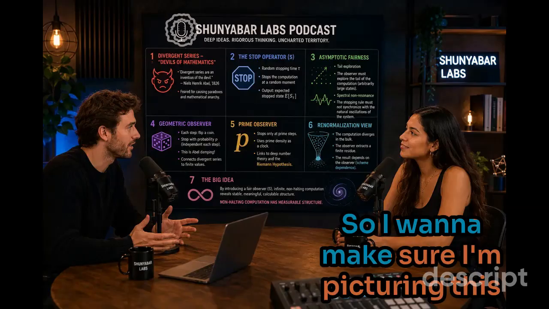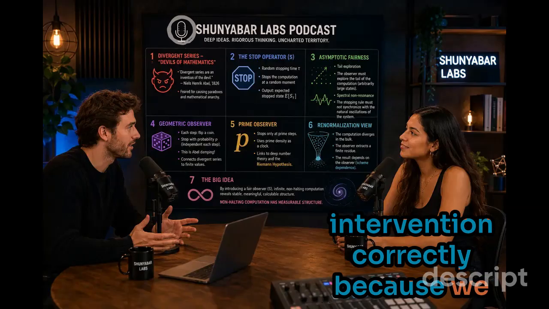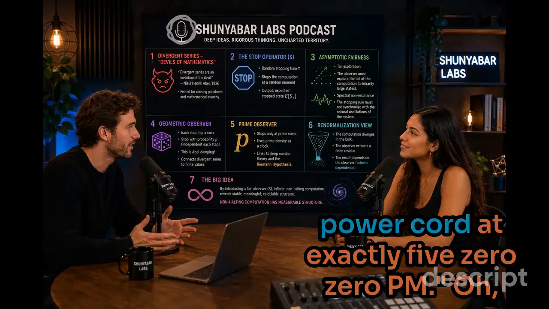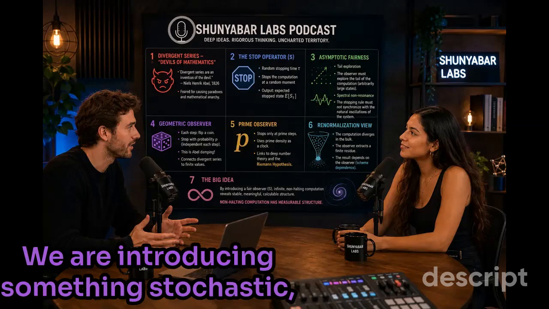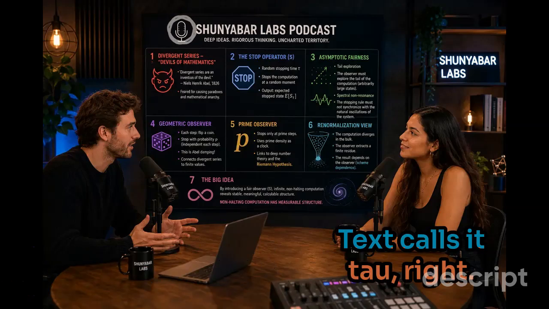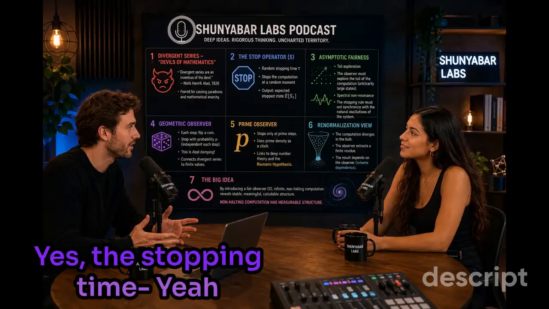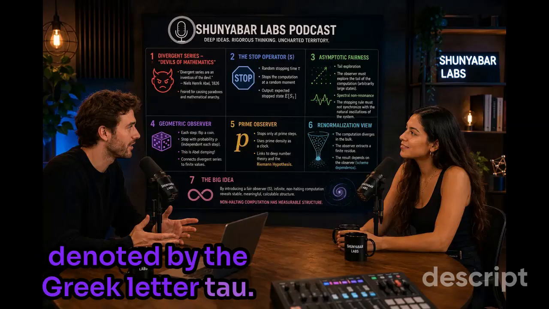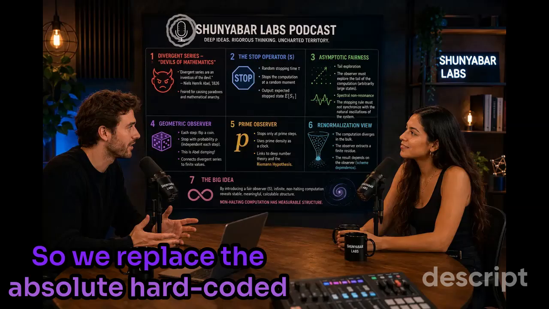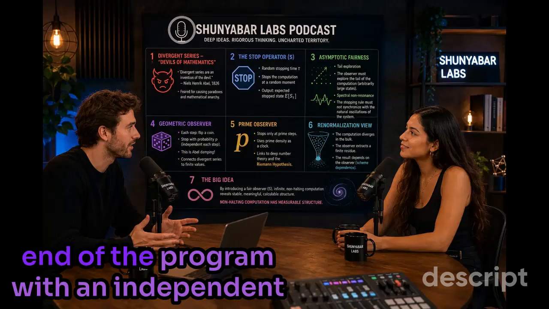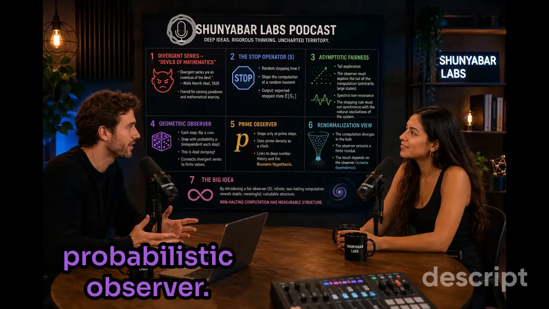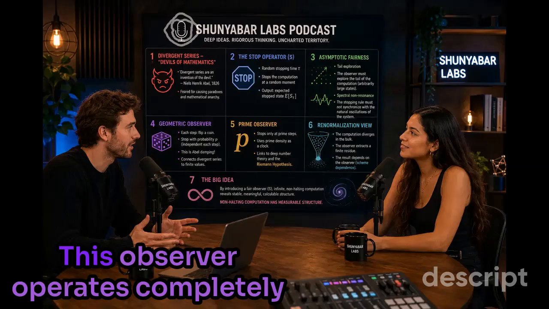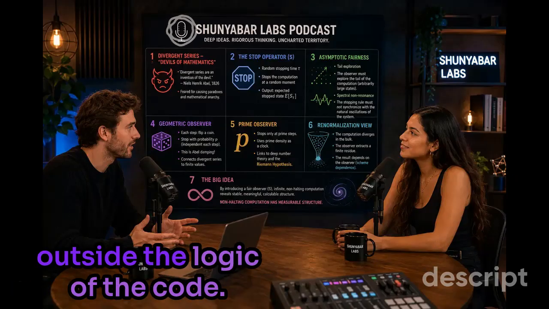Oh, okay. So I want to make sure I'm picturing this intervention correctly, because we aren't just saying, hey, let's pull the power cord at exactly 5:00 p.m. No, that would be deterministic. We are introducing something stochastic, a random variable. The text calls it tau, right? Yes, the stopping time, denoted by the Greek letter tau. So we replace the absolute hard-coded end of the program with an independent probabilistic observer. Okay. This observer operates completely outside the logic of the code.